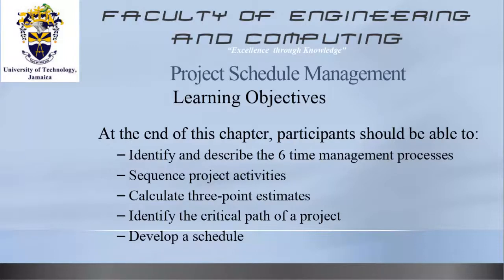The learning objectives are many, but the key ones will see us swiftly going through the 6 time management processes. We are going to learn how to sequence activities, how to calculate 3-point estimates, how to identify the critical path of a project, and we will give an interpretation of what a critical path is and how to develop a project schedule. All of this you will need for your assignment number 2. You need to have this understanding.